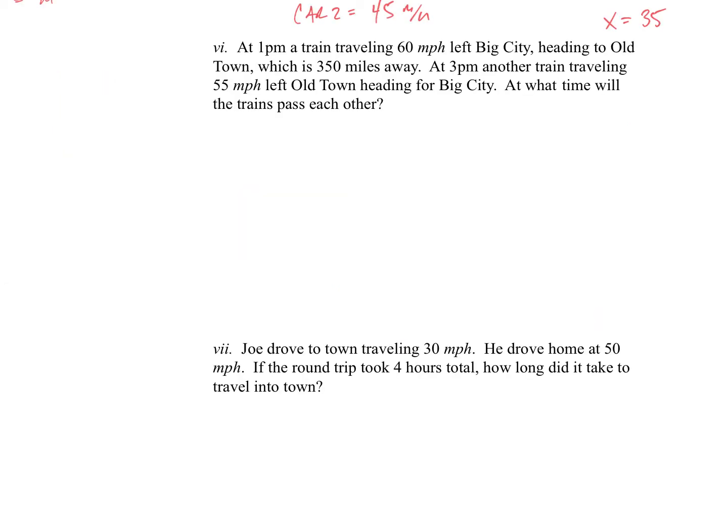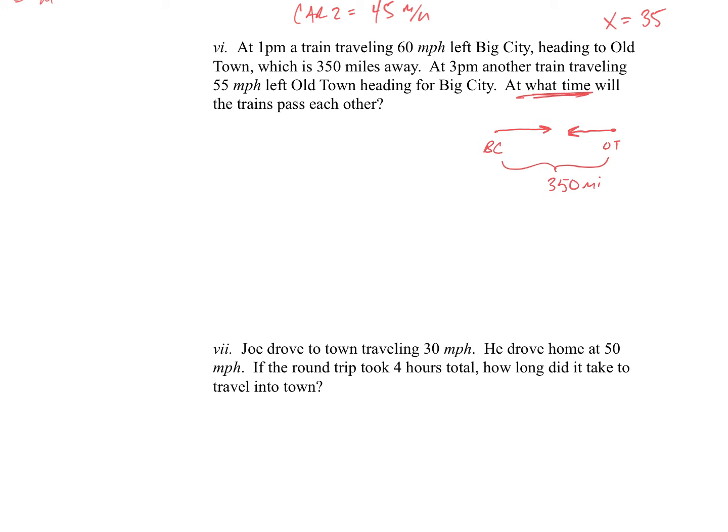All right, so at 1 p.m., a train traveling 60 miles per hour left Big City, heading to Old Town. And the distance between Big City and Old Town is 350 miles. At 3 p.m., all right, so 2 hours later, another train traveling 55 miles per hour left Old Town, headed towards Big City. At what time will the trains pass each other?